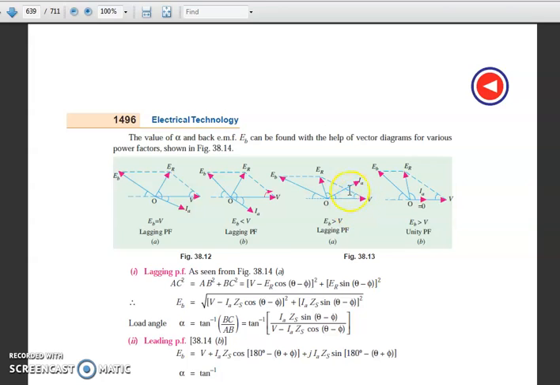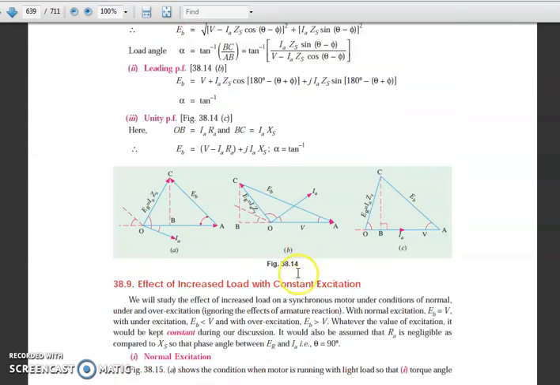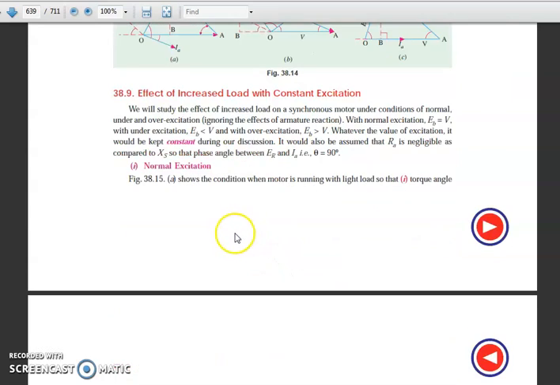So in that figure we can see that now voltage V and armature current I, the current always leads the voltage V. Okay, so these are the basic terminals. So as per the syllabus, we will talk about the effect of increased load with constant excitation.